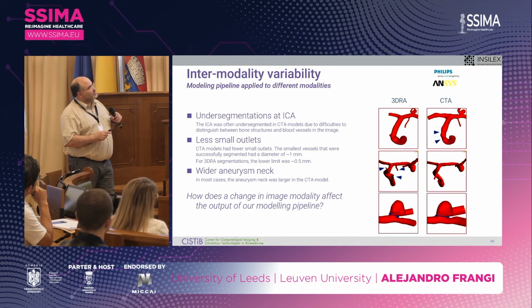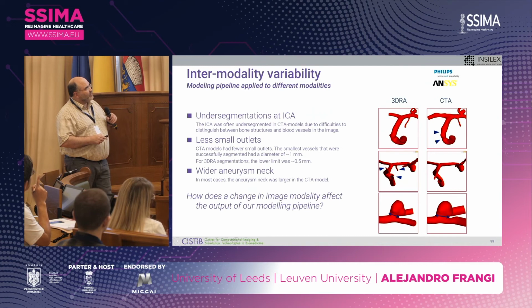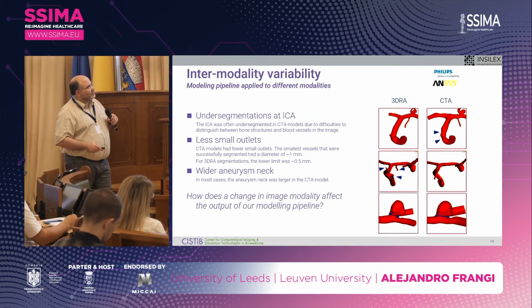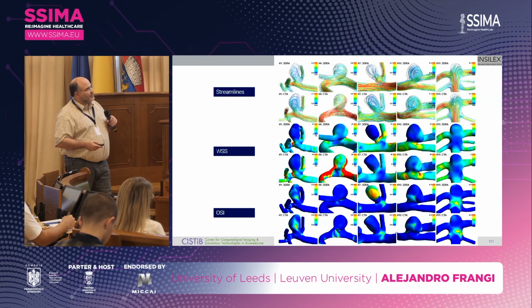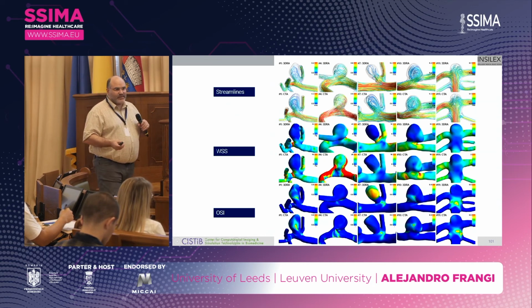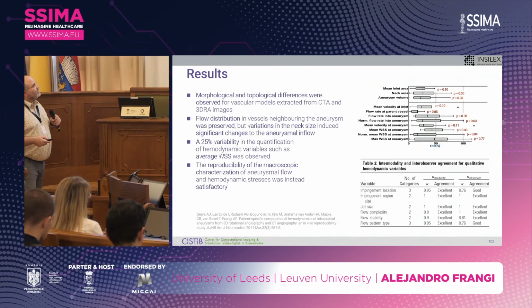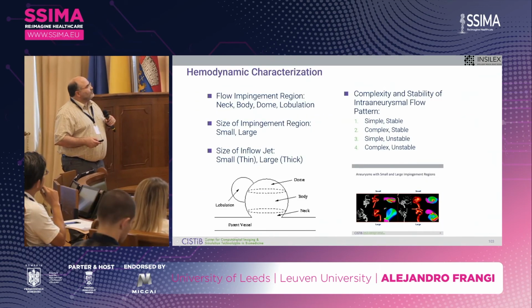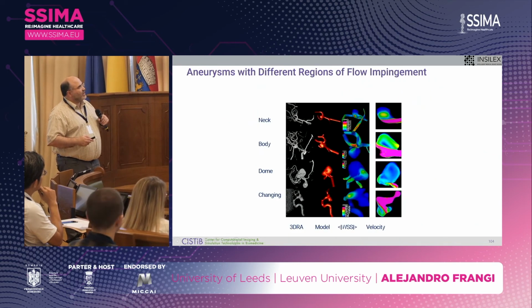What happens if you build these models with 3D angiography or CT, or computed tomography, where you have different systematic differences between them? So we looked into those aspects, and we know that the patterns qualitatively are similar, but there are differences in absolute terms. And we also looked at how different fluid dynamic patterns actually correlate with rupture events.